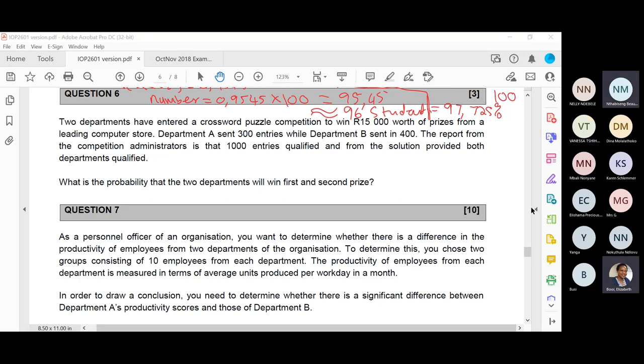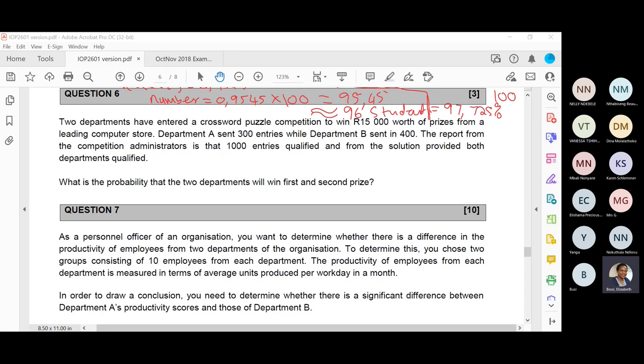How do we answer this? Okay, I wrote P of department A times P of department B. Then I went on and said 300 divided by 1000 times 400 over 999.